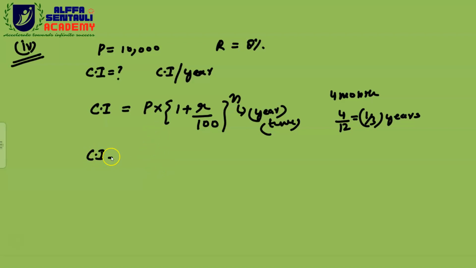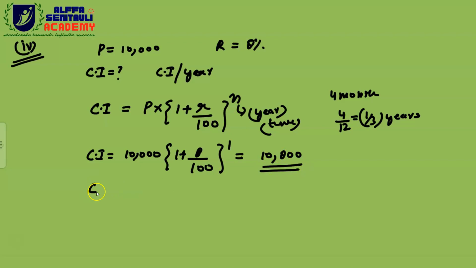See, if you find CI, beta, this is 10,000. For the first year, rate of interest is 8%. Rate of interest is fixed. This power will be N, right? Correct. You will get 10,800, right? Then for the second year, what will be this for the second year? Correct. But you will fix this P.